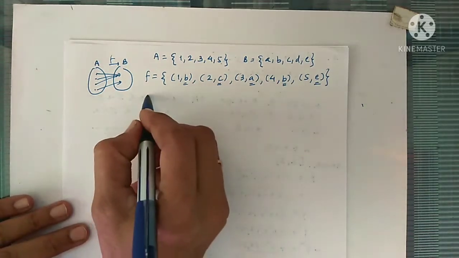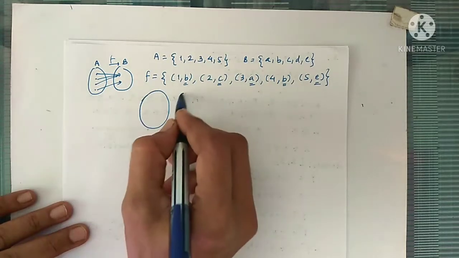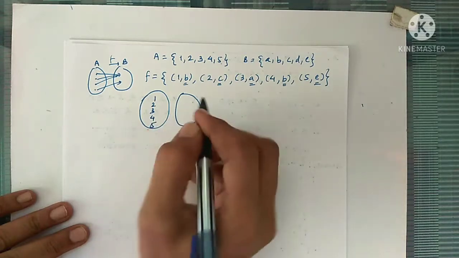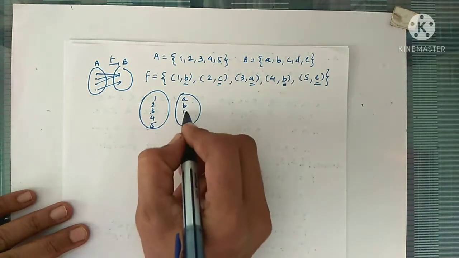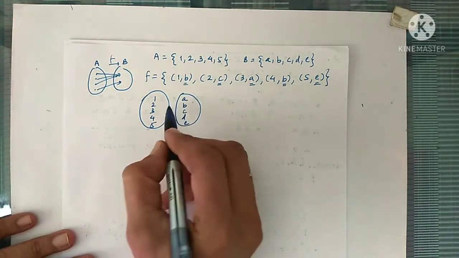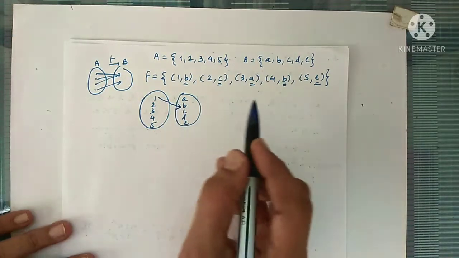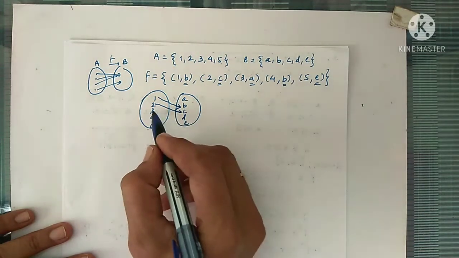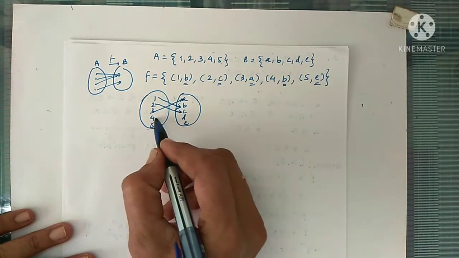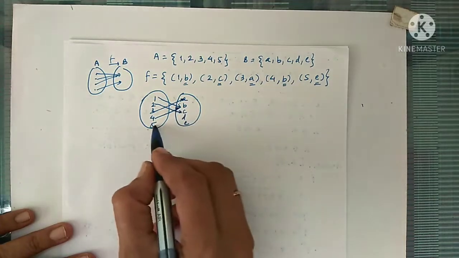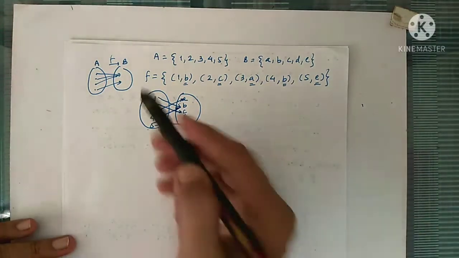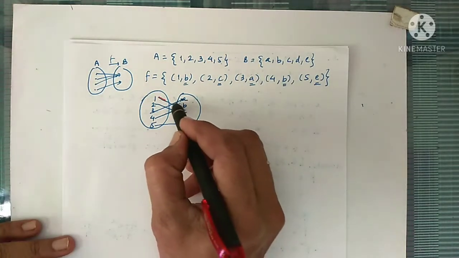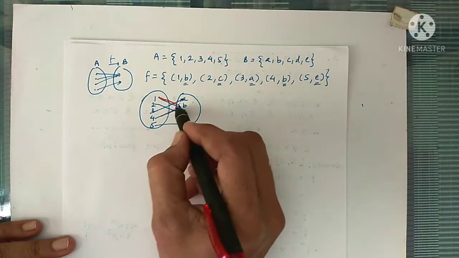So let's draw the arrow diagram also. If we draw the arrow diagram, what happens? A has elements 1, 2, 3, 4, 5. B has a, b, c, d, e. So 1 to b, then 2 to c, 3 to a, 4 to b, 5 to e. You can see here that 1 to b and 4 to b.